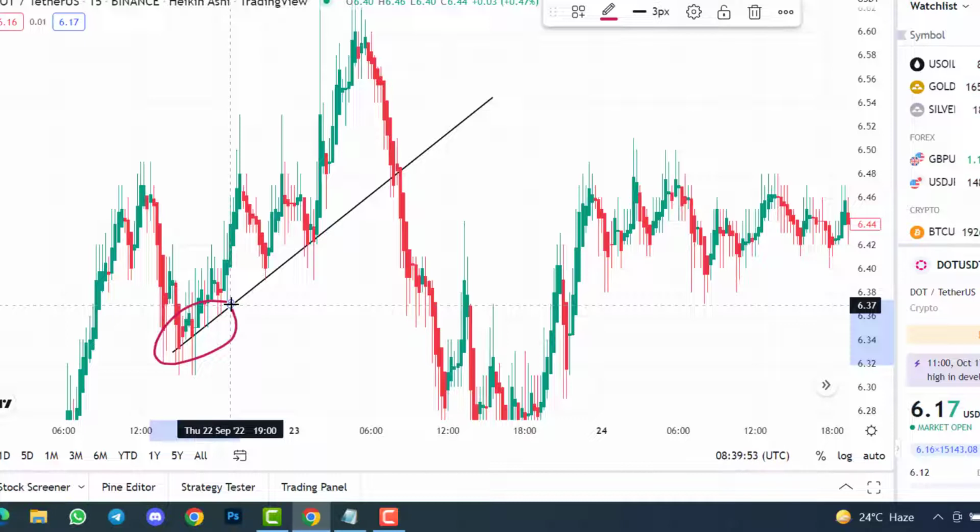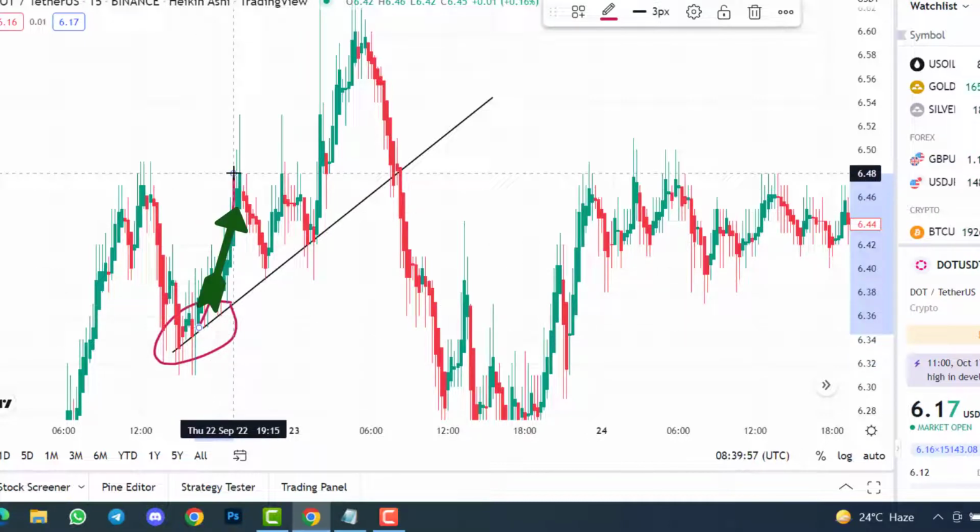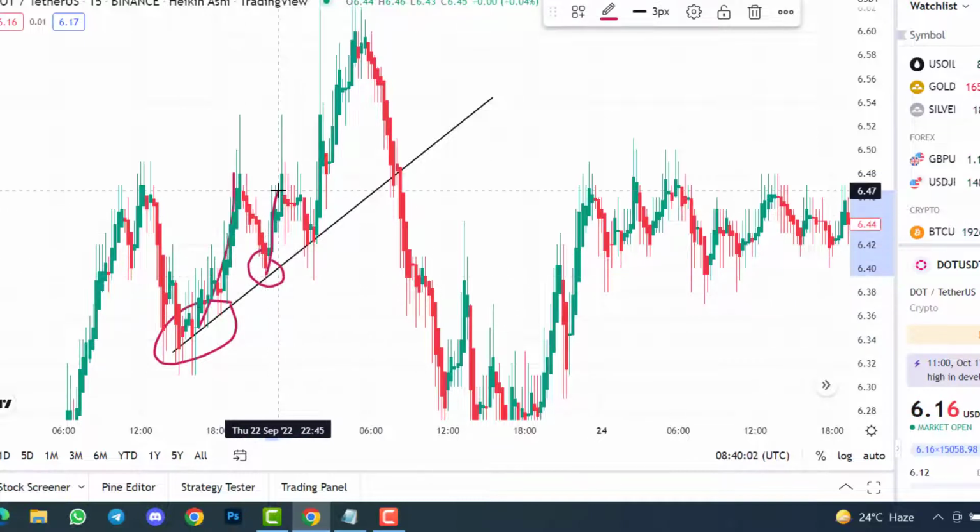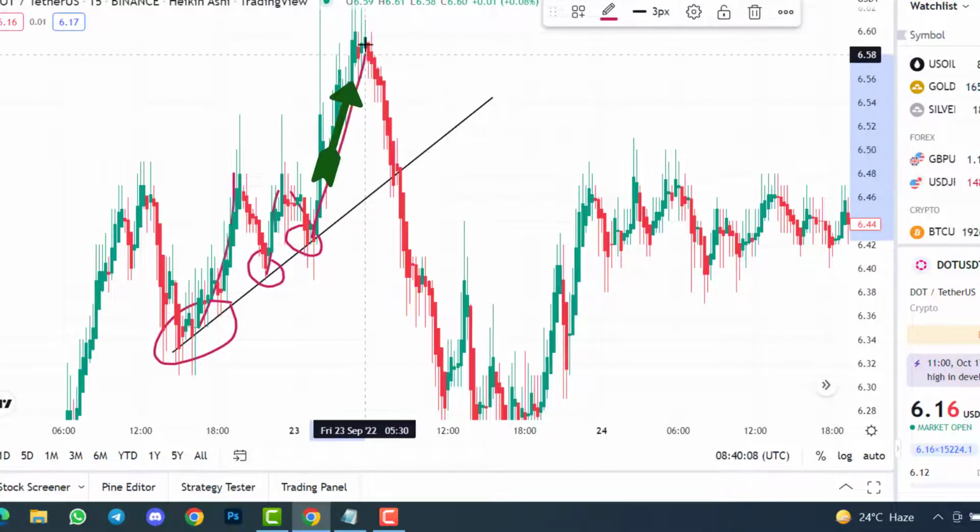The price cannot break down the support line because this is a heavy support line. It means there are lots of buyers. So the price bounced back from here and then came down again, found the support line, bounced back again, and then fell down again in here. Again we found the support line, and again the price bounced back.